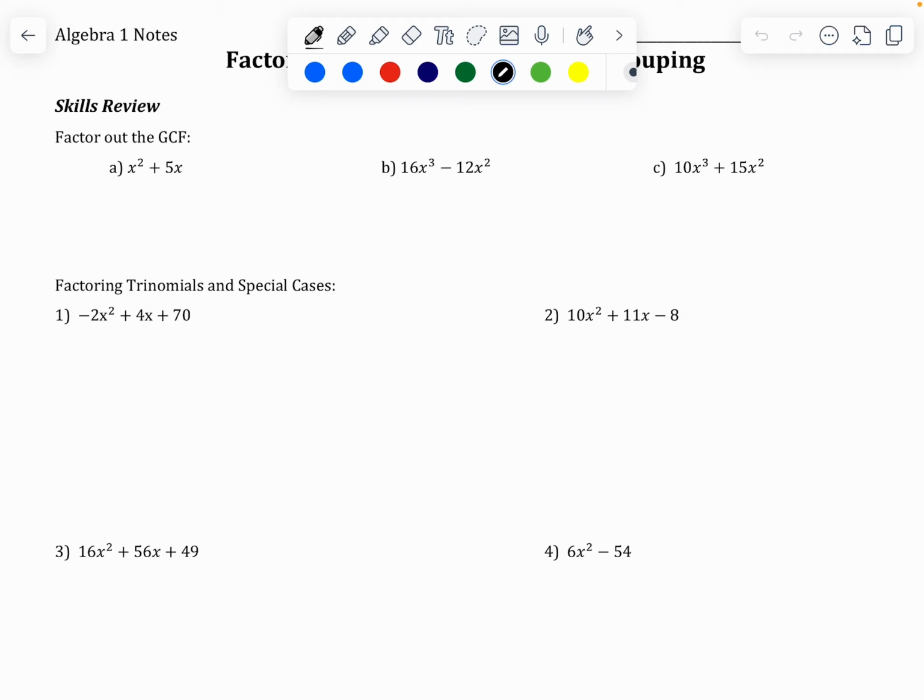So I want you to try each of those problems, A, B, and C, and then factoring special cases and trinomials, 1, 2, 3, and 4. So go ahead and pause the video now and try those 7 problems.